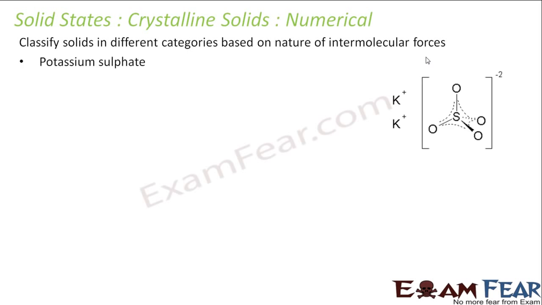So you have to classify the solids based on their intermolecular force. So what is potassium sulfate? If you see, potassium sulfate has a plus charge and a minus charge, right? It looks like ions, right? Like Na+ Cl-, it is K+ and SO4 2-. So in that case it will be an ionic solid.